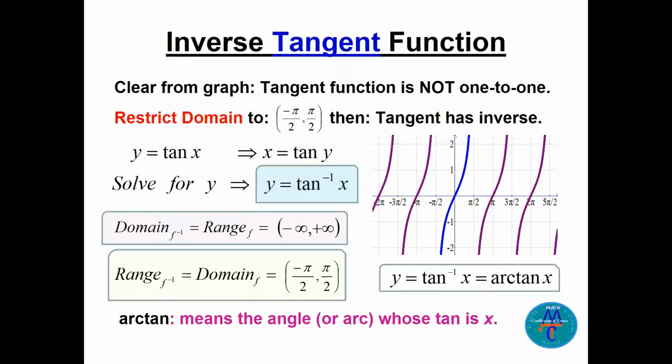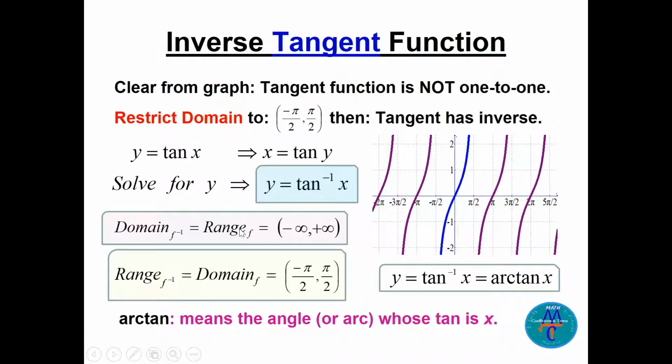Now for the inverse tangent function, we see from the graph of the tangent, which is in lecture 17, the graph of the tangent is not one-to-one. So we have to restrict the domain. We take one period from minus pi over 2 to pi over 2, open on both sides. Y equals tan of x, so x will be tan of y. Let's solve for y. Y will be tan inverse of x. We can write tan inverse of x or arctan of x, which means the angle whose tan is x.